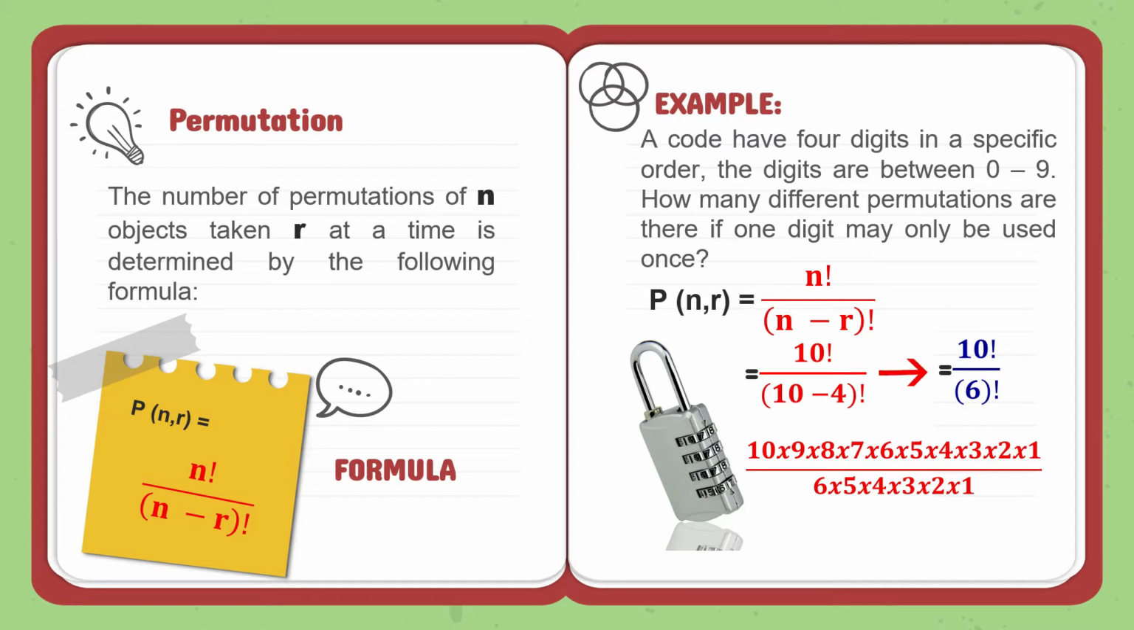6 times 5 times 4 times 3 times 2 times 1. And the remaining numbers we have 10 times 9 times 8 times 7. Multiplying them together would give us a result of 5,040.